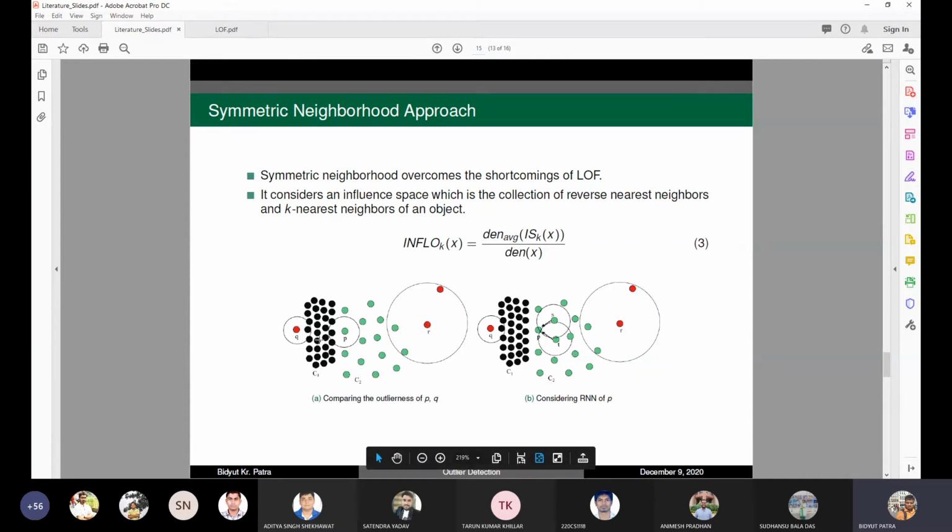To overcome this, another technique is introduced, called the symmetric neighborhood technique. They define the outlier factor, something called inflow X, with this term: the average density of a set of points divided by the density of the point X. We did that earlier also: the average density of its neighbors divided by the density of the point.